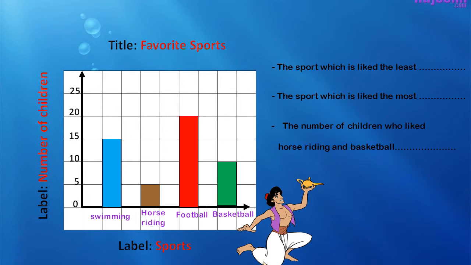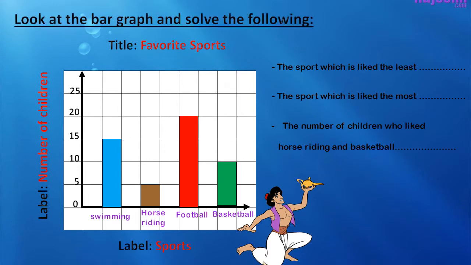Now let's complete our example. Look at the bar graph and solve the following. First one, the sport which is liked the least. Focus on the bar graph. Which sport is liked the least? A small amount of children choose this sport. Yes, it is horse riding. So go beside and write horse riding.